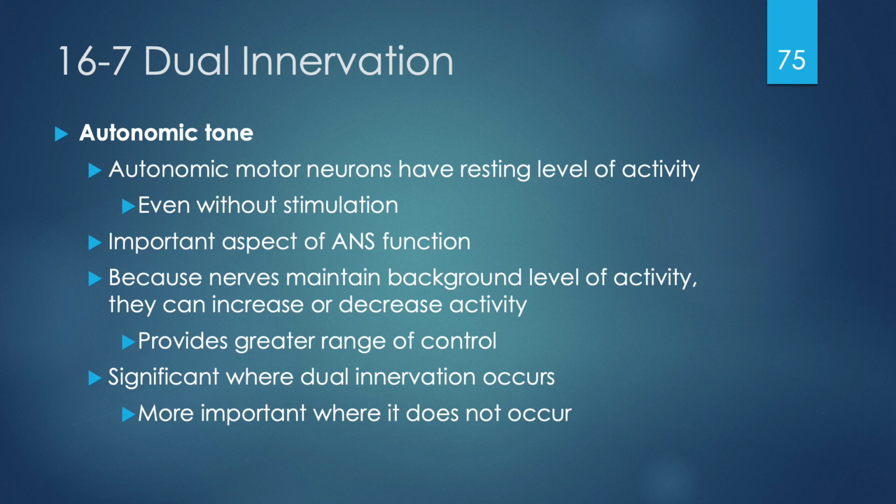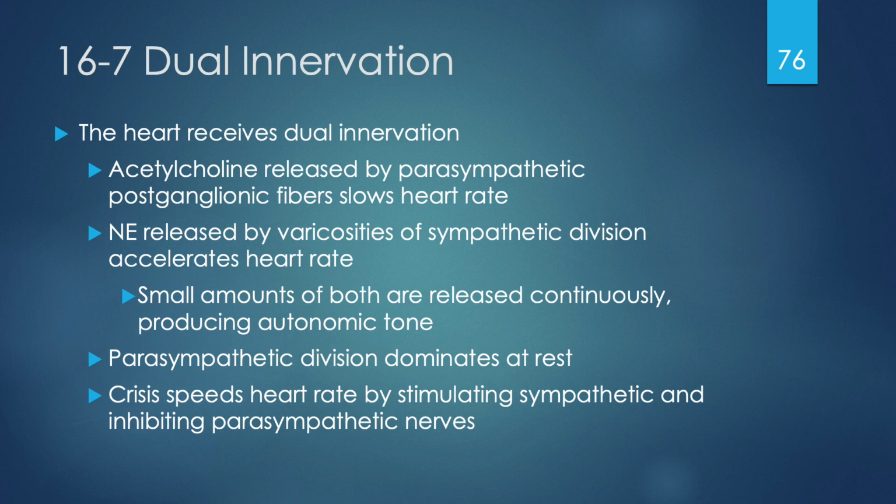So this is a significant point when we have dual innervation, which of course is present in a lot of different sites throughout our body. It's even more important where it doesn't occur. Dual innervation looks something like this. Let's discuss the heart as an example. So the heart is going to be dual innervated, meaning that it will be innervated by both the parasympathetic and the sympathetic divisions of the autonomic nervous system.